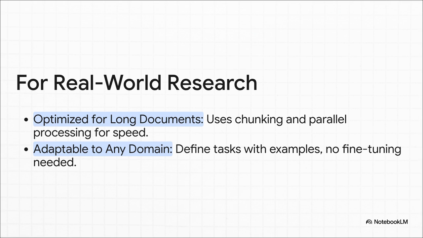So that covers being able to trust the data, but what about real-world scale? You know, when you have to analyze thousands of pages? LangExtract is built for that. It uses smart chunking and parallel processing to handle enormous documents. Plus, it's totally domain agnostic. Whether you're in medicine, chemistry, or history, you can teach it what to look for with just a couple of examples. No need to go through the headache of fine-tuning a model.